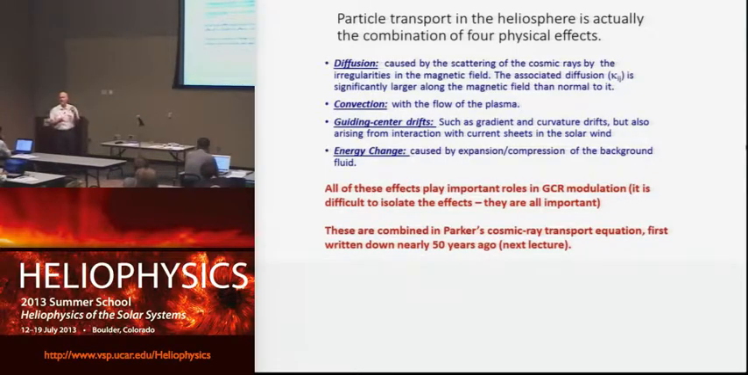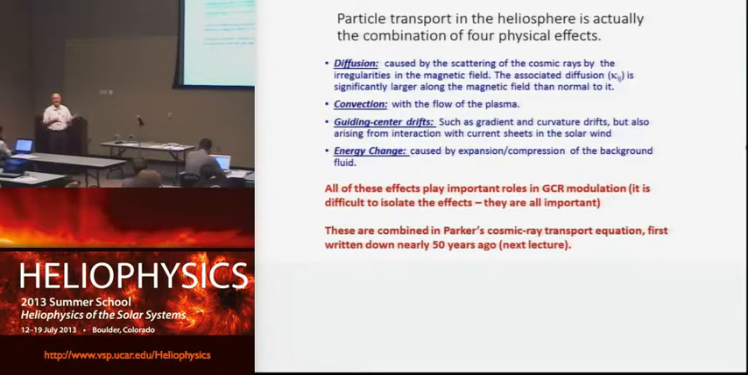In fact, the diffusion coefficient in a diffusion equation depends on the wiggling of the magnetic field, the turbulence in the magnetic field. So, spatial diffusion. And the diffusion is complicated. You have diffusion along the magnetic field and across the magnetic field, which tend to be different. There's also convection with the flow.